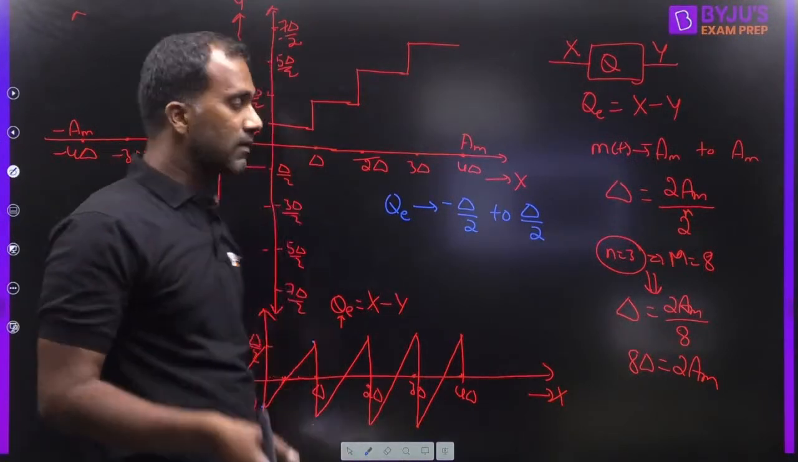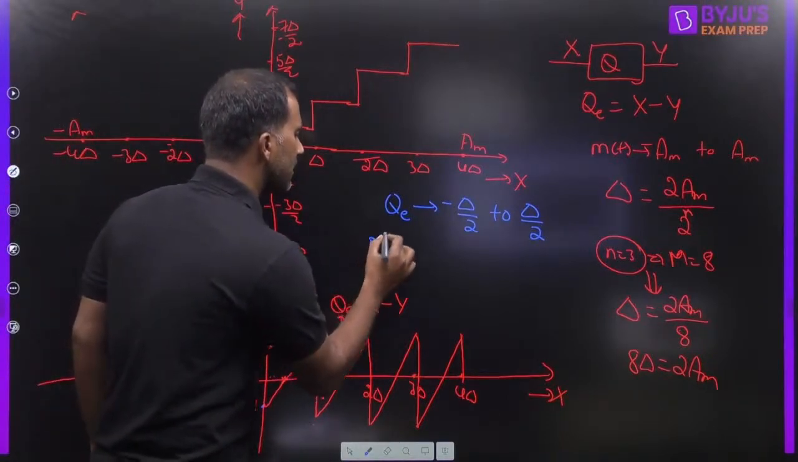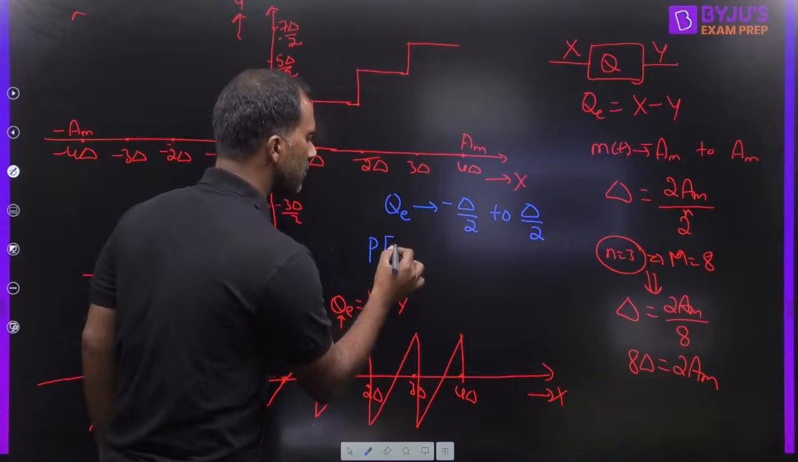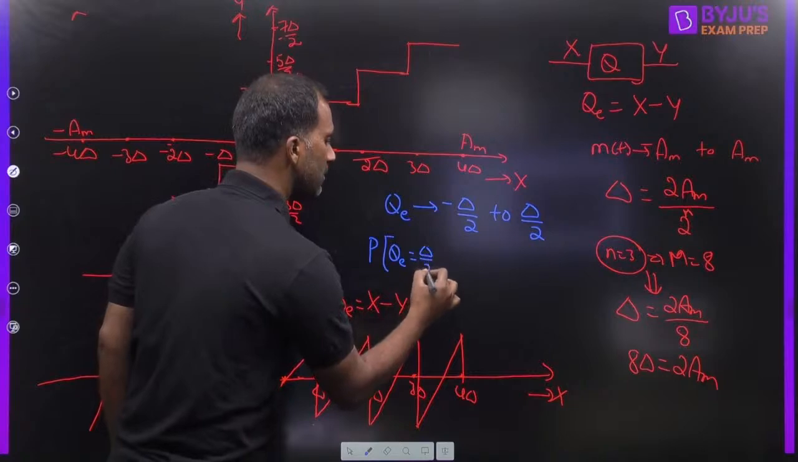Okay, right, wonderful. Try to understand carefully. Now, can anyone tell me what is the probability of quantization error taking the value delta by 2?